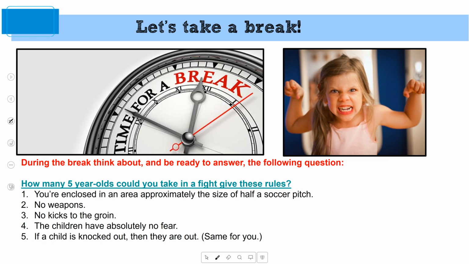Well, there are the rules. You're enclosed in an area approximately half the size of a soccer pitch, it's half of a soccer field. You can't use any weapons. No kicks to the groin. The children are relentless. They will continue to come at you. And once they're knocked out, they're done. Same is true for you. If you get knocked out, game over. How many do you think you can take?